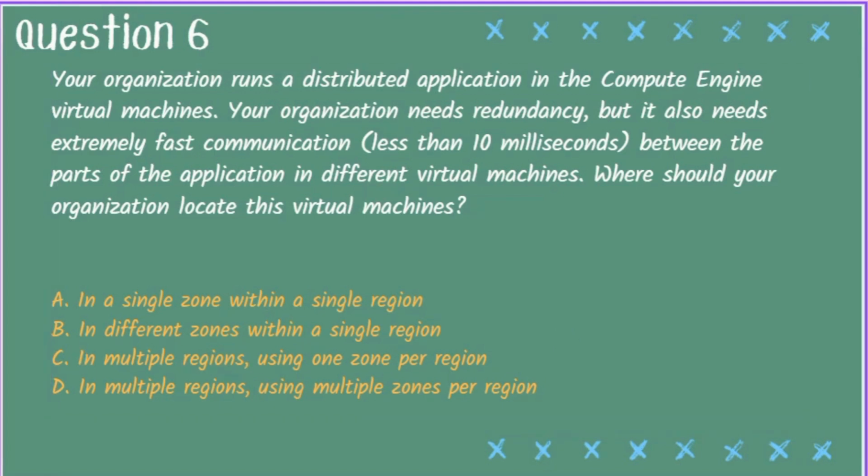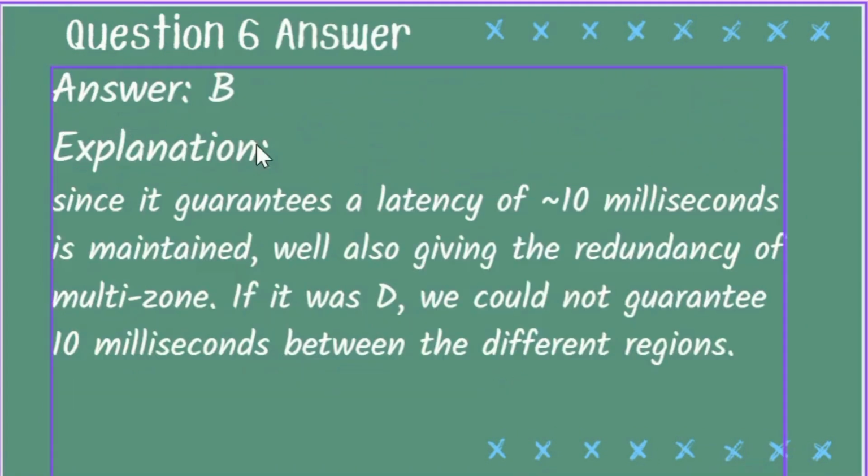Let's just look at the explanation. So since it guarantees 10 milliseconds latency, we have to go with option B. We are also getting the redundancy of multiple zones within the region, as availability zones are connected with high-speed links. That's a very fundamental concept. And if it was D, then it doesn't guarantee the speed.